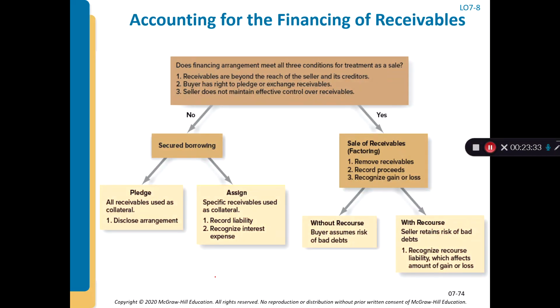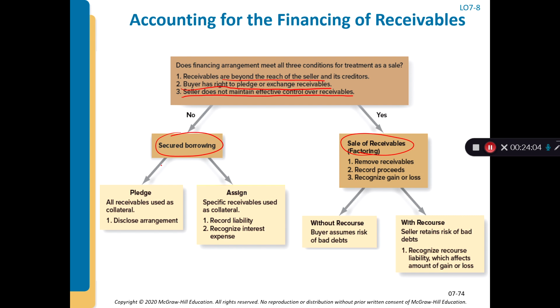So, summarizing, does the financing arrangement meet all three conditions for treatment as a sale? A, are the receivables beyond the reach of the seller? B, do the buyers have the right to pledge or exchange? And C, does the seller not maintain effective control over the receivable? If it's all yes to this, then that means you successfully sold your receivable. If no, that means you are borrowing, using the receivable as collateral to borrow.